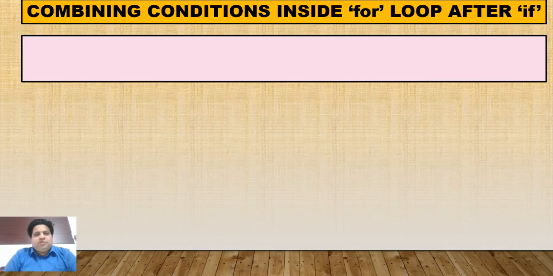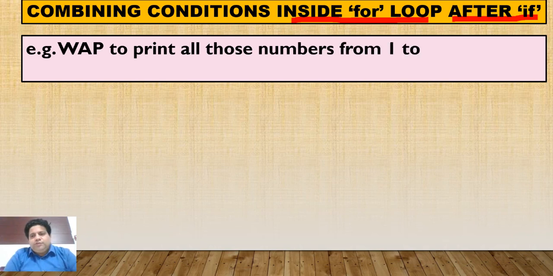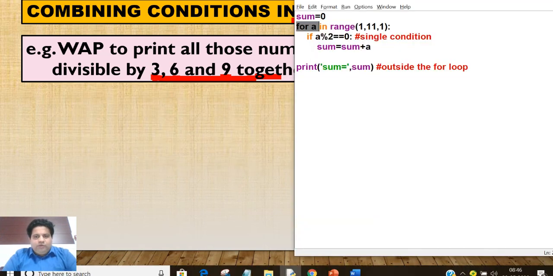So this topic deals with this only, how to combine condition inside for loop after if. Suppose the program is, write a program to print all those numbers from 1 to 50 that are divisible by 3, 6 and 9 together. Now the range is given 1 to 50, it means you have to execute for loop, and condition तीन दी है 3, 6 and 9. It means 3 से भी divisible होना चाहिए, 6 से भी होना चाहिए and 9 से भी. It means 3 conditions you have to put after if. It means loop भी यूज करना है, if भी, और if के आगे 3 condition. So how will you do it?